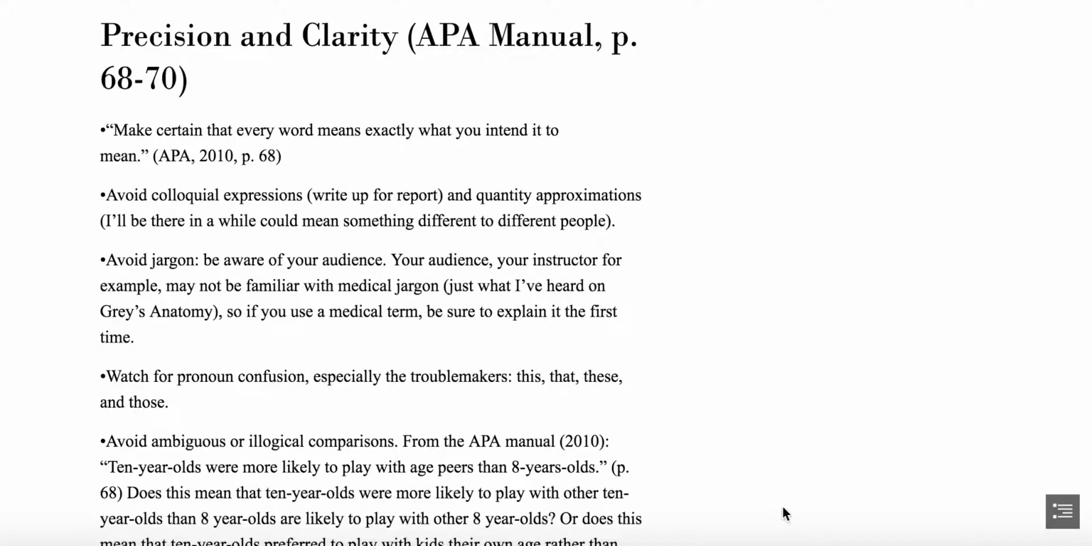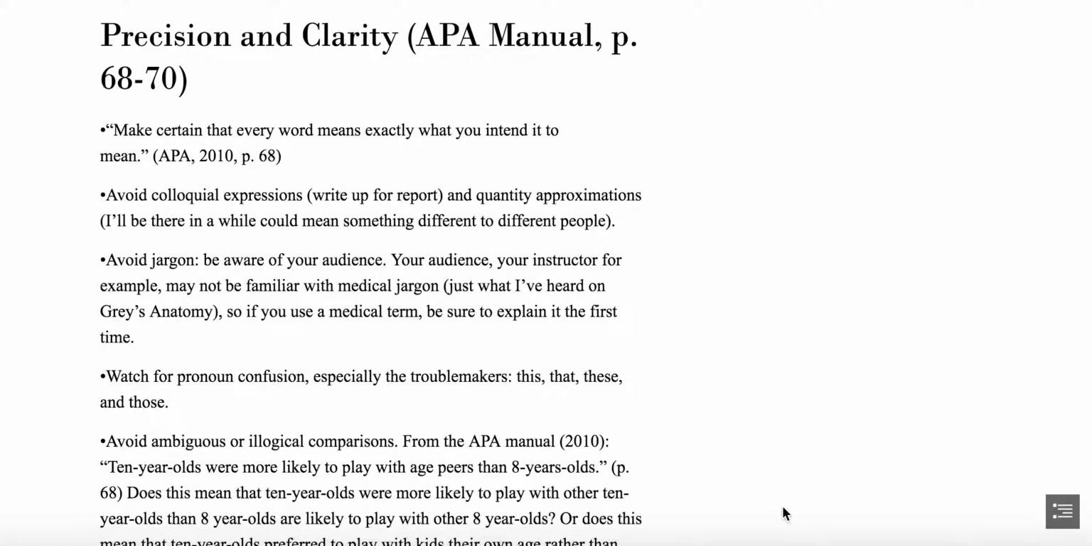Avoid colloquial expressions. For example, write up instead of saying report. So the scientist did a write up instead of saying the scientist did a report, because it may mean something different for different people. For example, for me, a write up would be a negative thing that you would get from an employer if you broke a rule. Also avoid quantity approximations. I'll be there in a while could mean something different to different people. For example, if my husband says I'll be there in a while, or if I say I'll be there in a while, there is a huge time difference between that, okay?